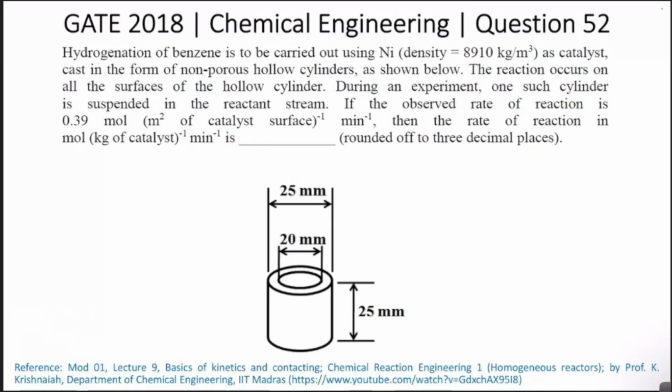During an experiment, one such cylinder is suspended in the reactant stream. If the observed rate of reaction is 0.39 mole per meter square of the catalyst surface per minute, then the rate of the reaction in mole per kilogram of catalyst per minute is dash, rounded off to 3 decimal places.